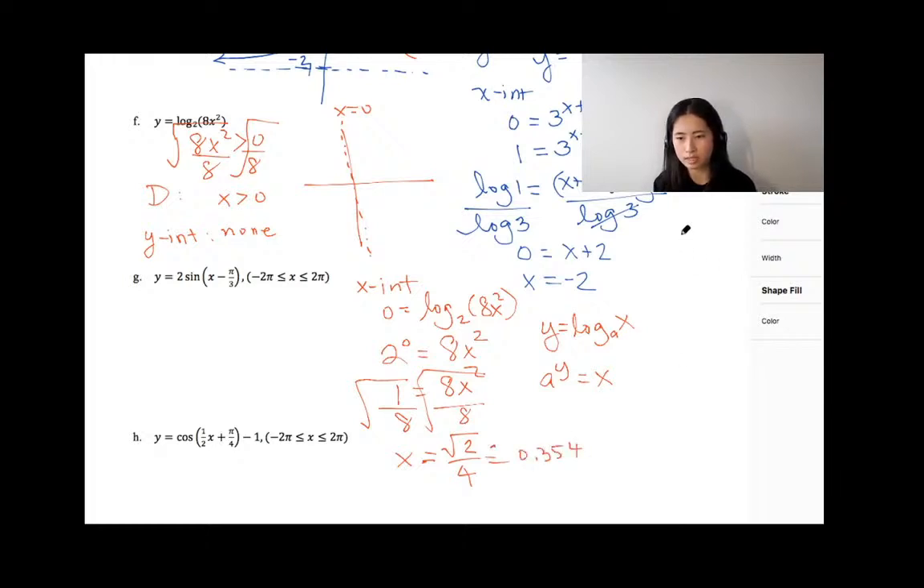Okay, so when you graph that, maybe we can have that right here on the side. Oh, actually, this is where our graph is now. So our x-intercept is somewhere here, right? Which is square root of 2 over 4.